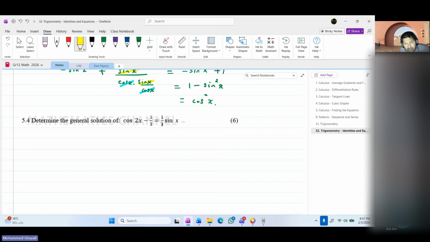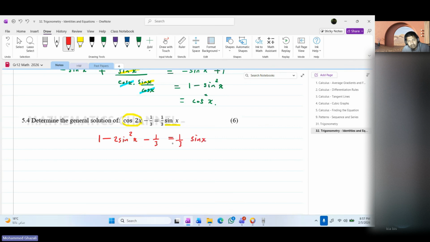How to transform it. Look at this 1/3 sine x. So we have sine x, so change the cos 2x in terms of sine x. So that's 1 minus 2 sine squared x, the double angle expansion of cos 2x, minus 1/3 is equal to 1/3 sine x.